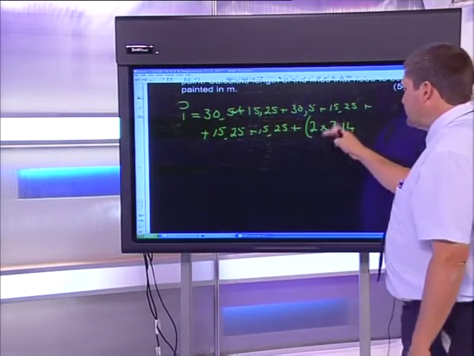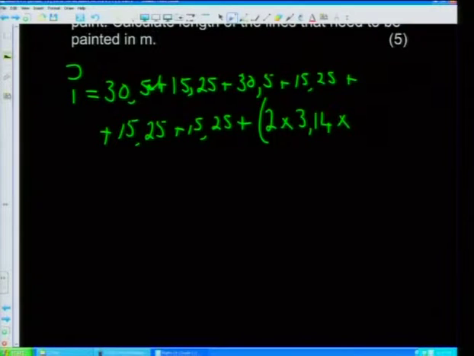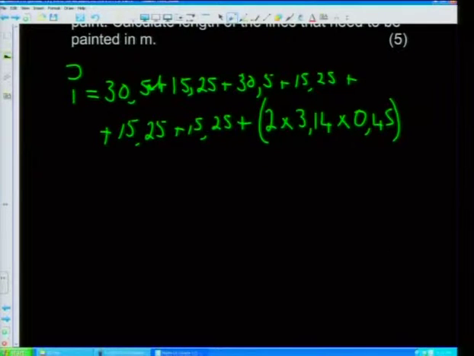So we got 2 times pi, which is 3,14, times my radius. And what was the radius of the small circle, Indiana? 0.45. 0.45 meters. Excellent. Okay, great. Plus, now we've got to add something else. What else do we have to add?